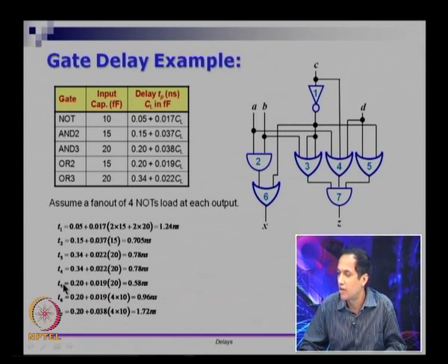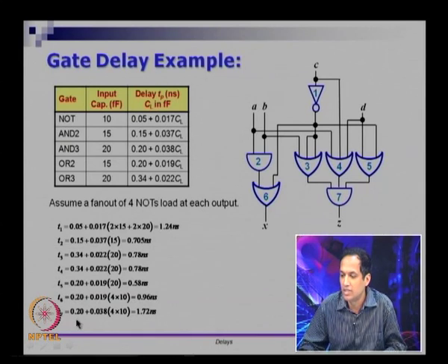Let us look at T5 for instance. If I want to calculate the delay of T5, then T5 is driving only one gate, which is an AND gate. T5 is a 2 input OR gate, and a 2 input OR gate's delay is 0.2 plus 0.019 times its load capacitance. What is the load capacitance? It is coming because of gate 7, and this is a 3 input AND gate. A 3 input AND gate offers a capacitance of 20 to its driver. So you put a 20 here. So 0.2 plus 0.019 times 20 is 0.58 nanoseconds.